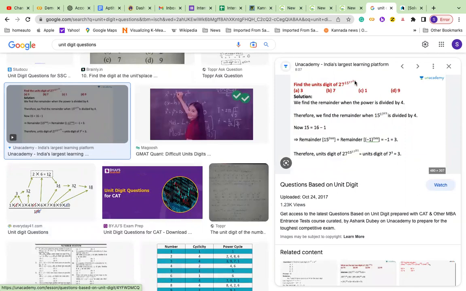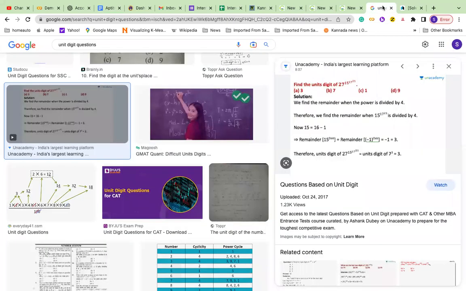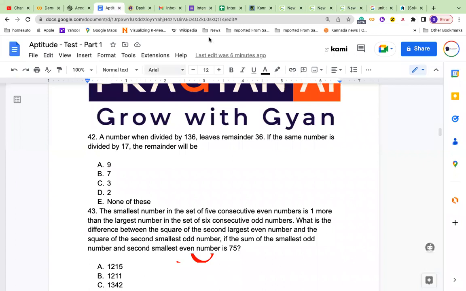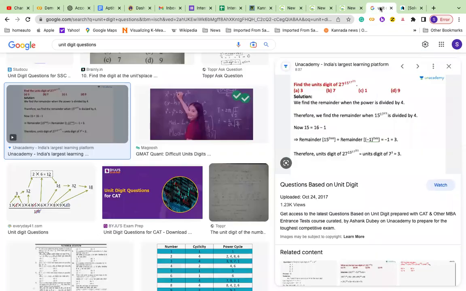So then how should we do it? So 27 to the power of 15 to the power of 17 to the power of 21. It is too typical to do. So let me try this actually. 27 to the power of 15 to the power of 17 to the power of 21.